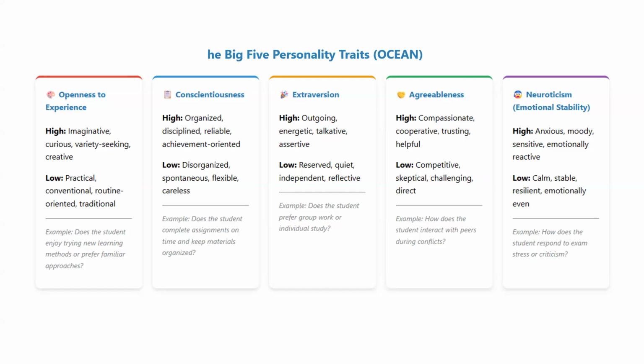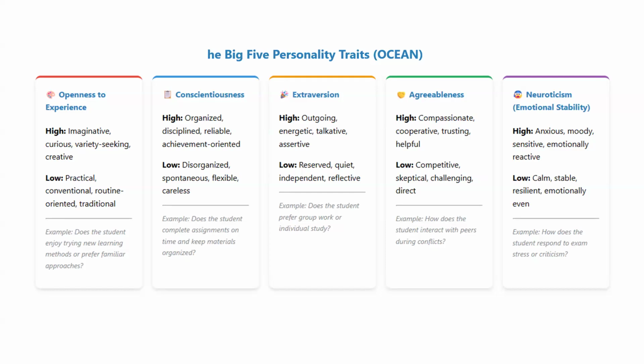Extraversion means they are high on outgoing, energetic. They are always energetic, talkative. They always talk and behave, go here and there, and are assertive. They are low in reserved. They can't be quiet. Introverts are independent, reflective.